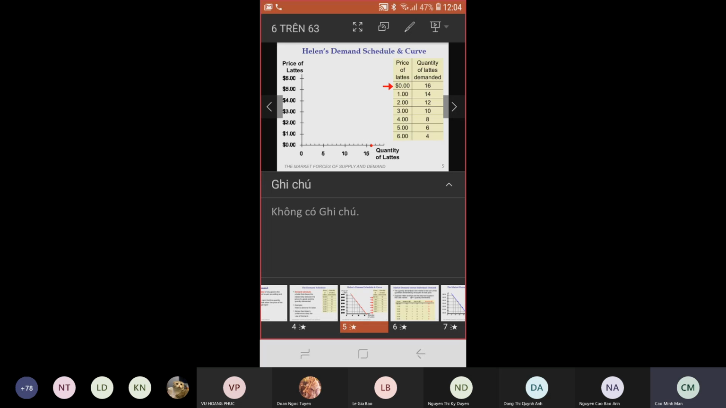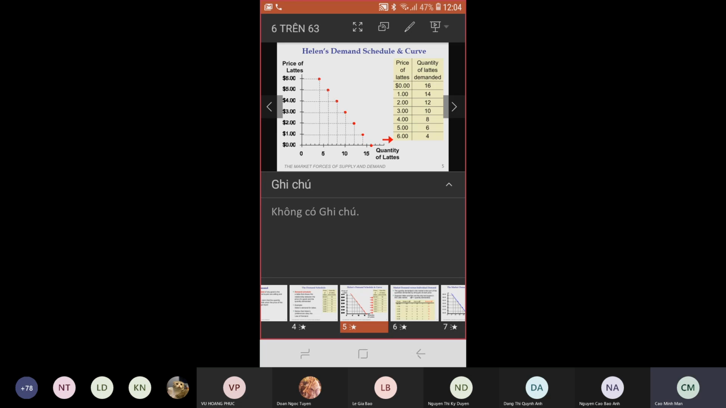When the price is 0, the first red point is around 16 cups of latte. The first point: the price is 0, the price is very, very low, demand is very high. Do you see that? 16. Thank you.